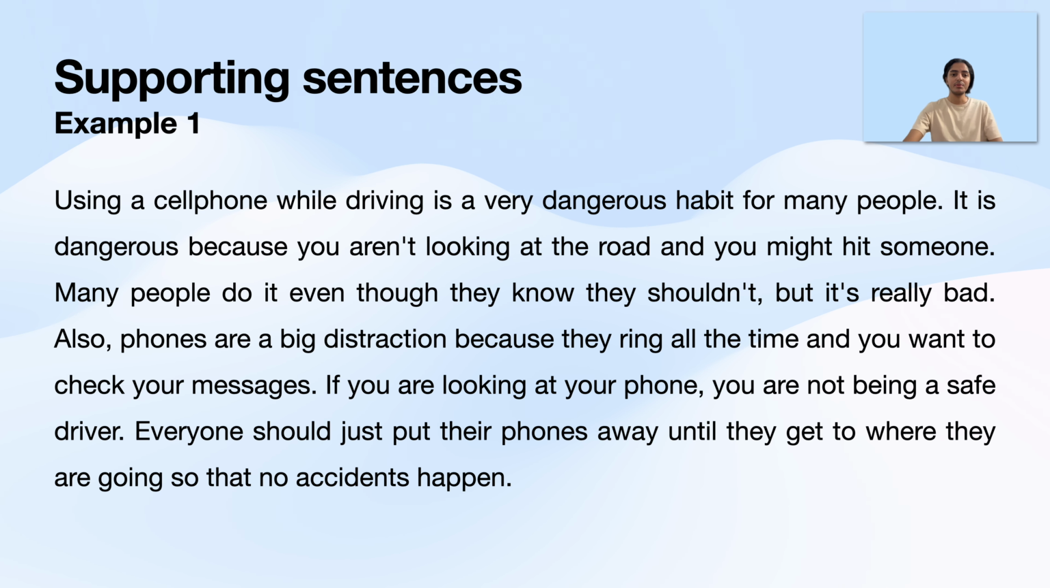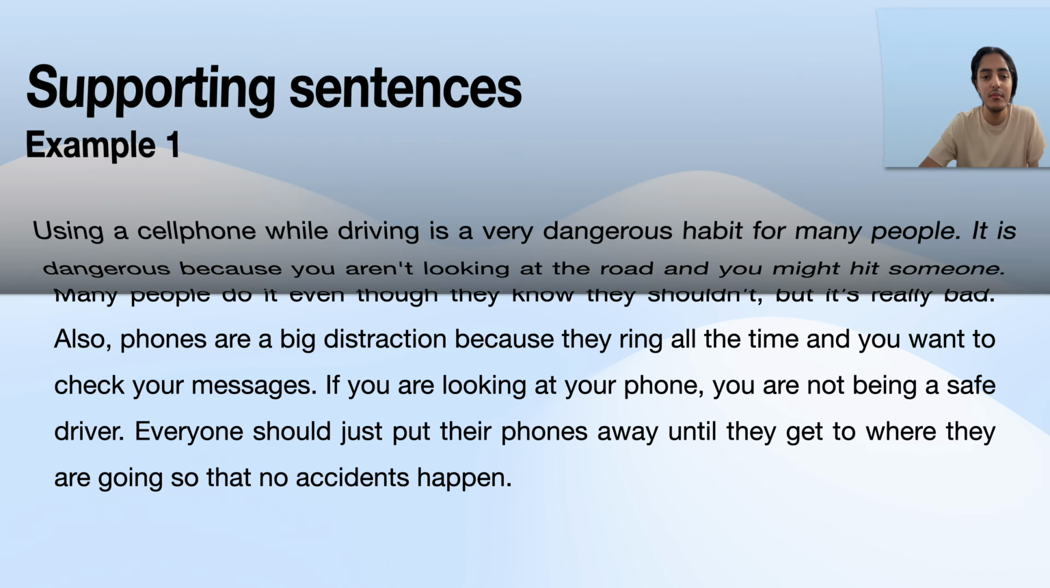Here's example number one. Using a cell phone while driving is a very dangerous habit for many people. It is dangerous because you aren't looking at the road and you might hit someone. Maybe people do it even though they know they shouldn't, but it's really bad. Also, phones are a big distraction because they ring all the time and you want to check your messages. If you are looking at your phone and you're not being a safe driver, everyone should just put their phones away until they get to where they are going so that no accidents happen.